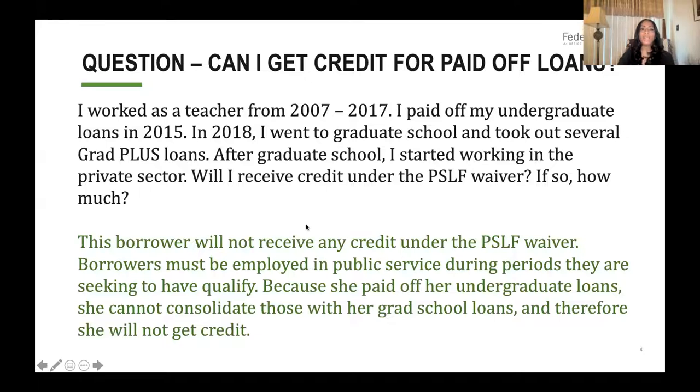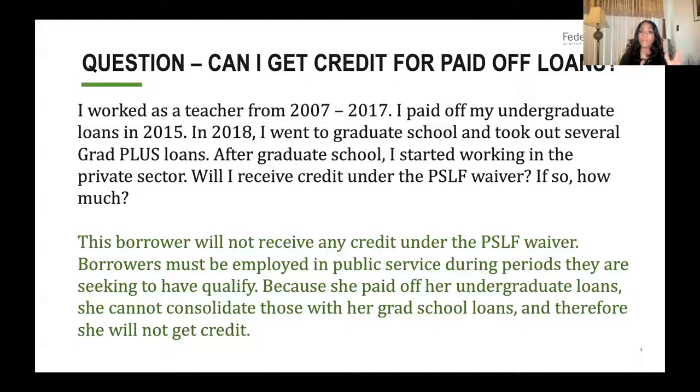So we get a lot of questions about, can I get credit for paid off loans? So I worked as a teacher from 2007 to 2017. I paid off my undergrad loans in 2015. And then in 2018, I went to grad school, and so I took out Grad PLUS loans. After grad school, I went to the private sector. Am I now going to get credit under the waiver? And if so, how much?